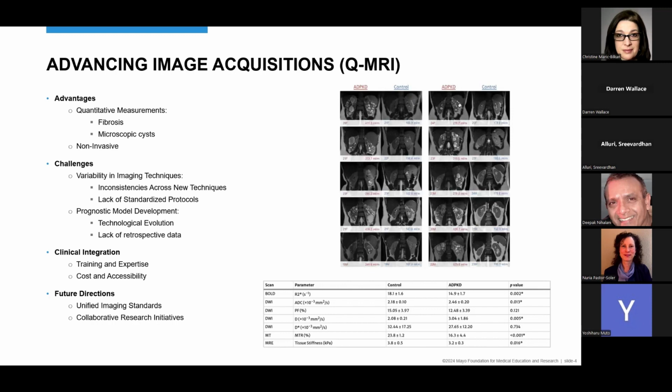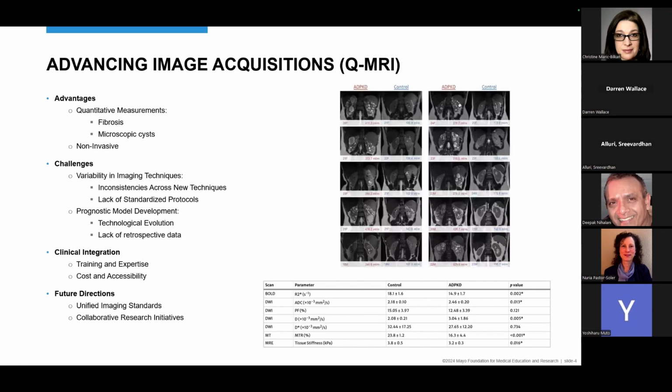And we did a fairly extensive amount of work in preclinical imaging to establish some of these techniques, essentially looking at using quantitative MR imaging to characterize fibrosis or microscopic cyst burden. And then we looked at applying these techniques in patient populations as well. However, I wanted to highlight a number of the challenges that we see with integrating these tools in practice as well as in research settings.